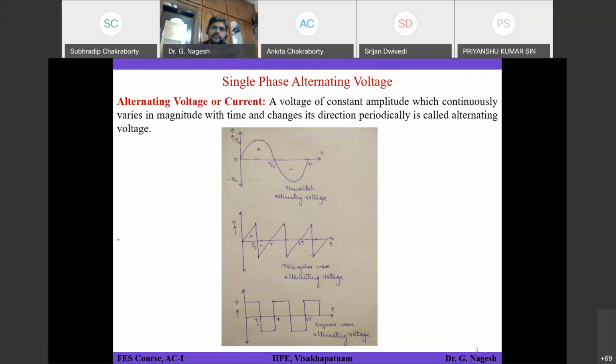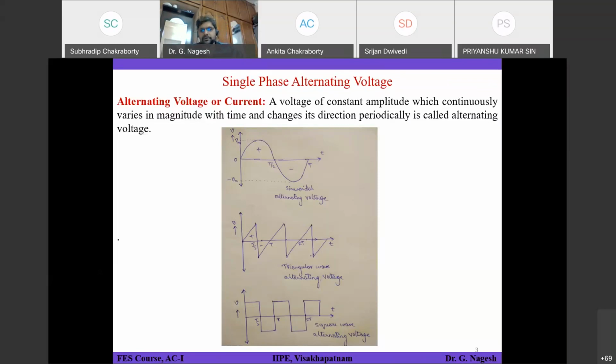So that means it should have a constant amplitude. Amplitude means the maximum value, right? So maximum value and amplitude both mean the same. So a constant amplitude which continuously varies in magnitude with time. That means its magnitude is going to vary with respect to time; at different instants of time, its value is going to vary. And it changes its direction periodically.